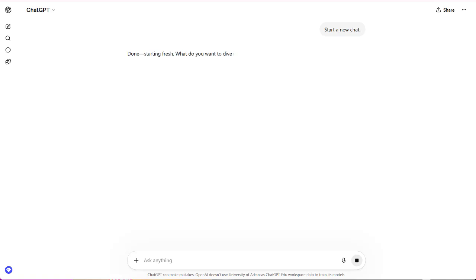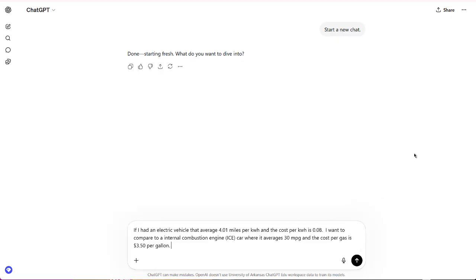There's not a data file because we're going to submit everything we want. We're going to start with a prompt. It says if I had an electric vehicle that had a certain level of efficiency and the cost was 8 cents per kilowatt hour, and I want to compare that to an internal combustion engine with an efficiency of 30 miles per gallon, and the cost of gas is $3.50 per gallon.